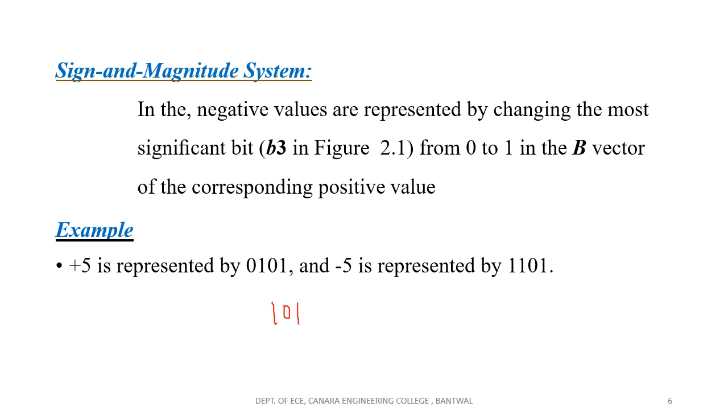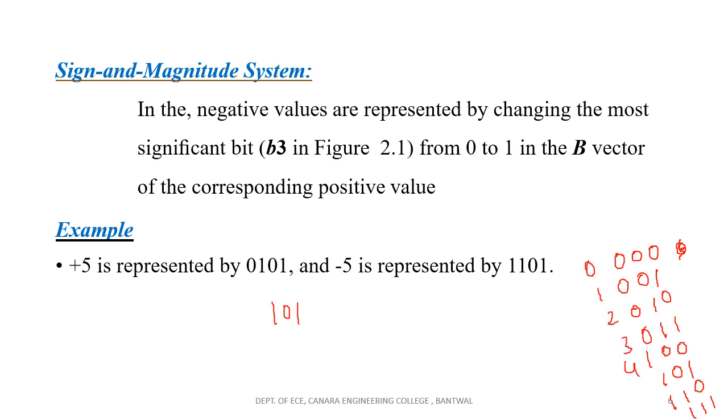You know that 000, 001, 010, 011, 100, 101, 110 and 111 are 0, 1, 2, 3, 4, 5, 6 and 7. So now 101 is 5.